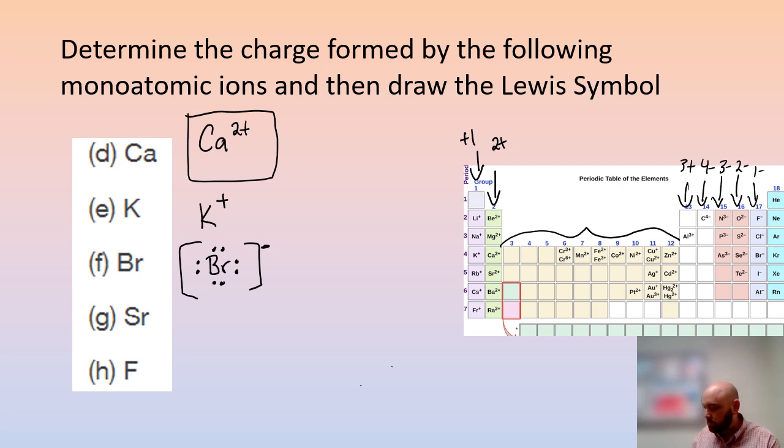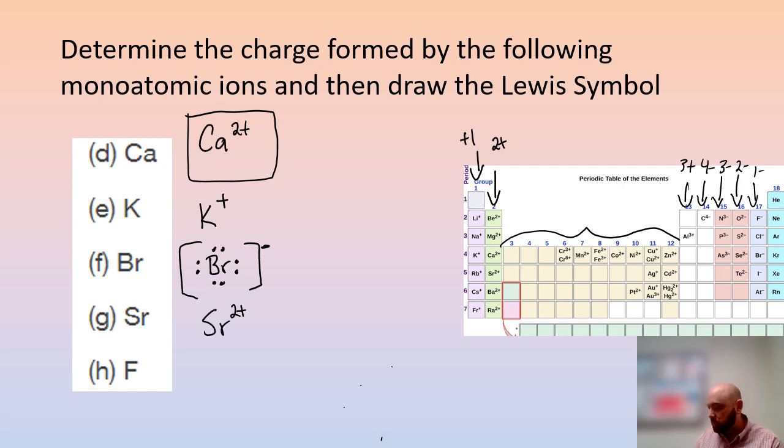For strontium, we see that strontium is in the 2nd column of the periodic table. It therefore forms 2+ ions, and the Lewis symbol for your cations looks like your standard ionic notation. So strontium would be Sr2+.